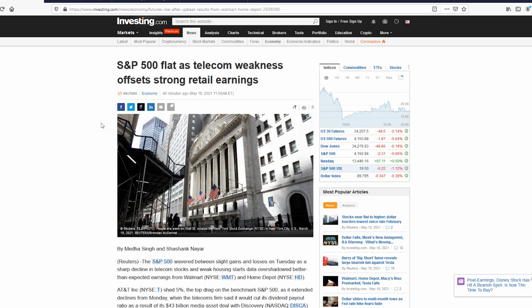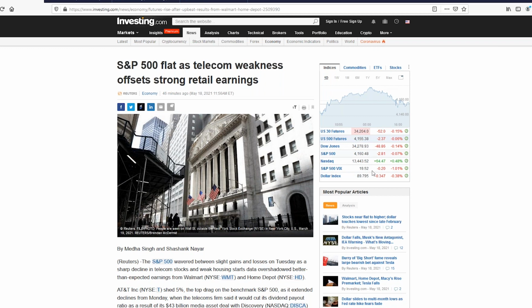S&P 500 flat as telecom weakness offsets strong retail earnings. So the US had strong retail earnings. There was some weakness out of telecom, it's telecommunications companies. So it's kind of one good thing, one kind of bad thing, not huge news. If anything, everything's slightly red today. We see that on the snapshot here of the markets that we see.